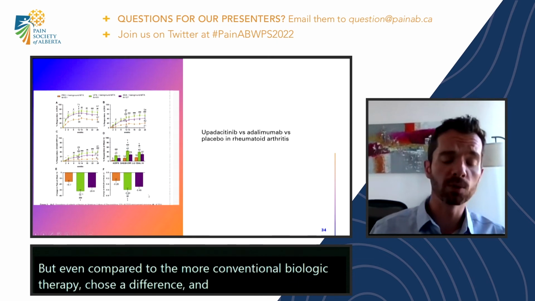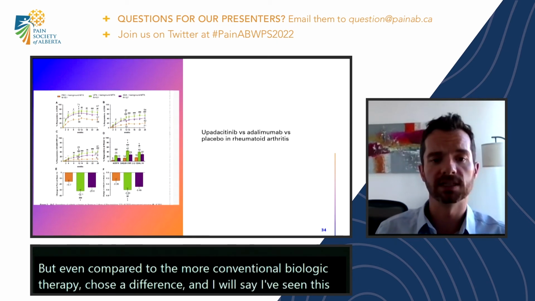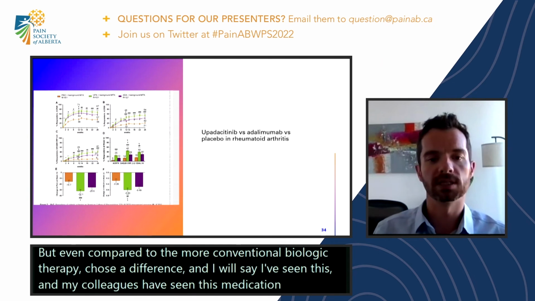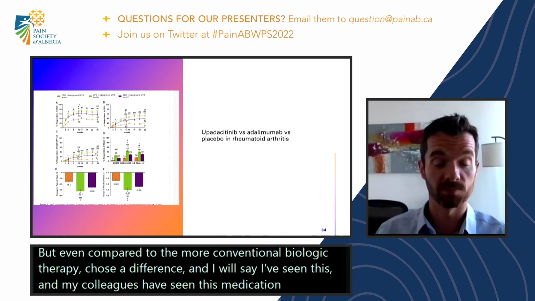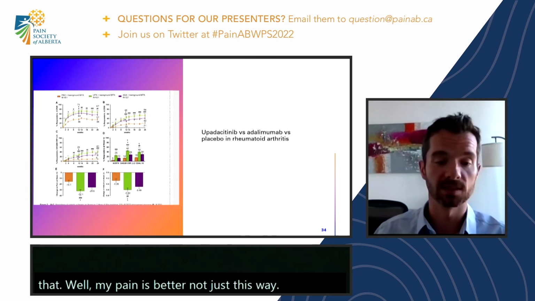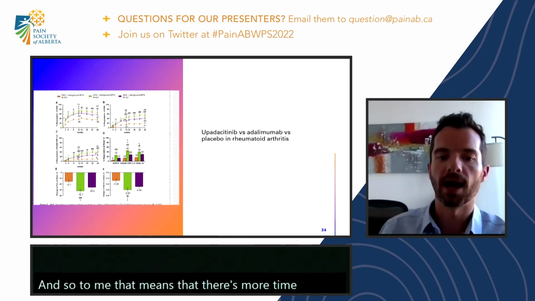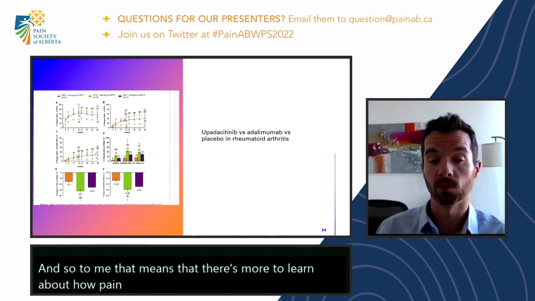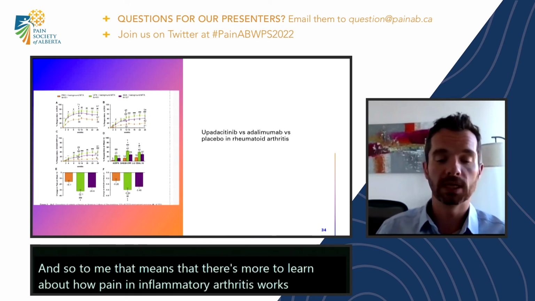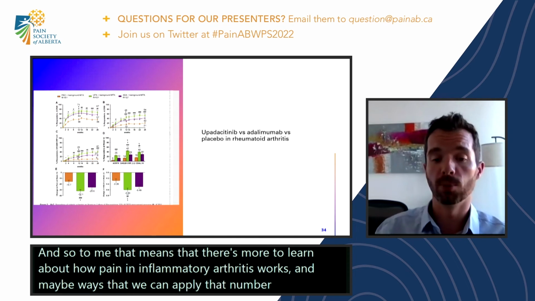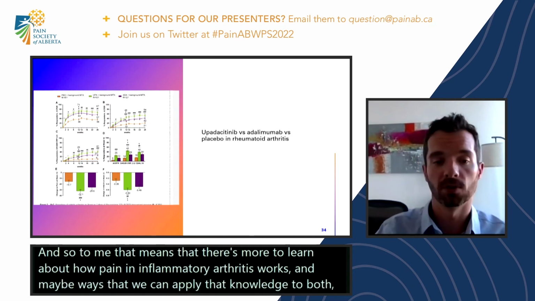And I will say I've seen this, and my colleagues have seen this in this class of medication, that we're starting to see a bit more of that. Well, my pain is better, not just the swelling and the stiffness and the disability. And so to me, that means that there's more to learn about how pain in inflammatory arthritis works, and maybe ways that we can apply that knowledge to both inflammatory and maybe non-inflammatory conditions.